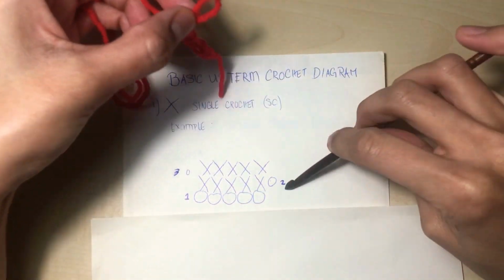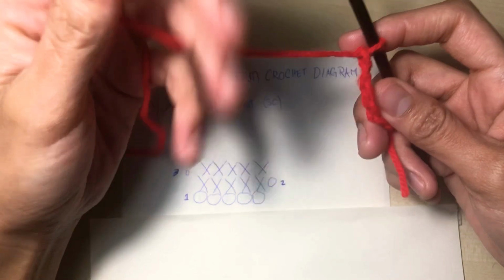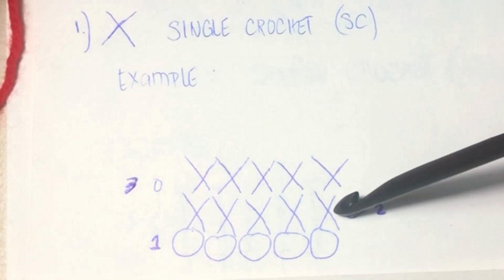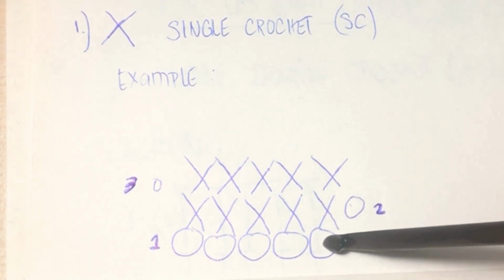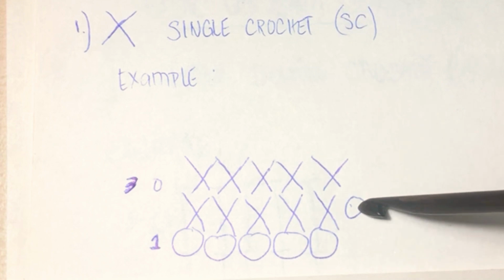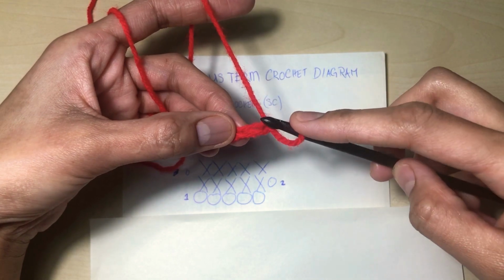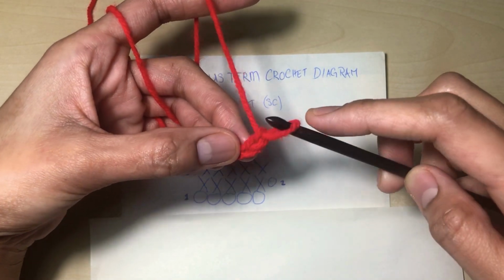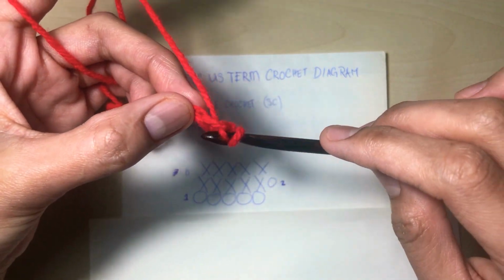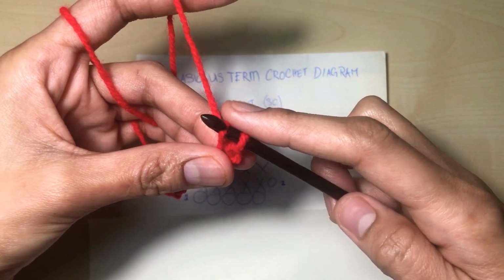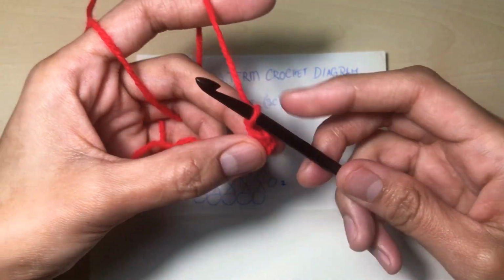Now we begin round 2. Here it says we are going to make a single crochet. As you can see, X means single crochet, 1 single crochet in the second chain. So 1, 2. Like this. Let's count 1, 2, insert your hook, yarn over and pull. 2 loops in your hook, yarn over and pull through 2 loops. That is our first single crochet.